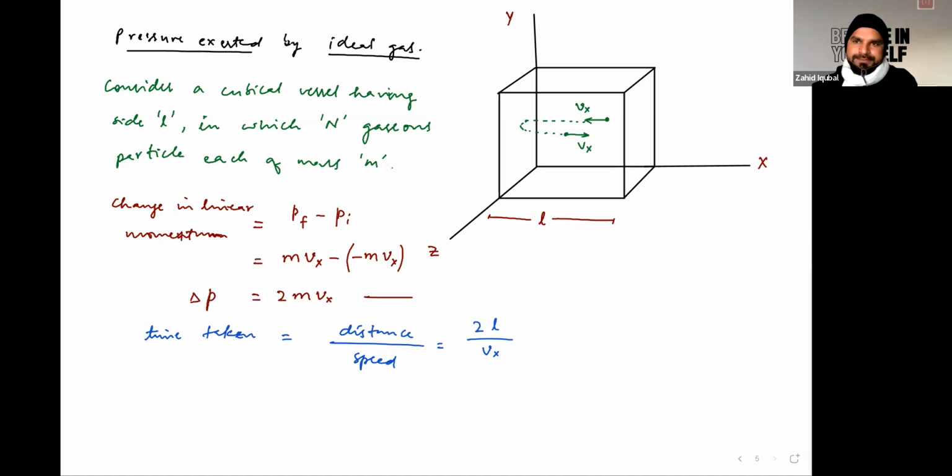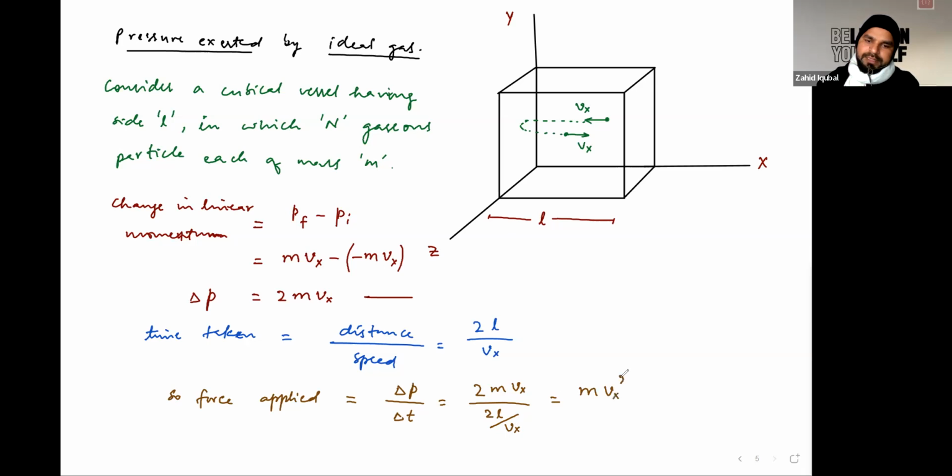So we can say force applied on wall of container will be change in linear momentum divided by time taken. Change in linear momentum we have 2 times mvx, and time taken we have 2 times L divided by Vx. 2 and 2 will cancel out, so it will become mvx squared divided by L.